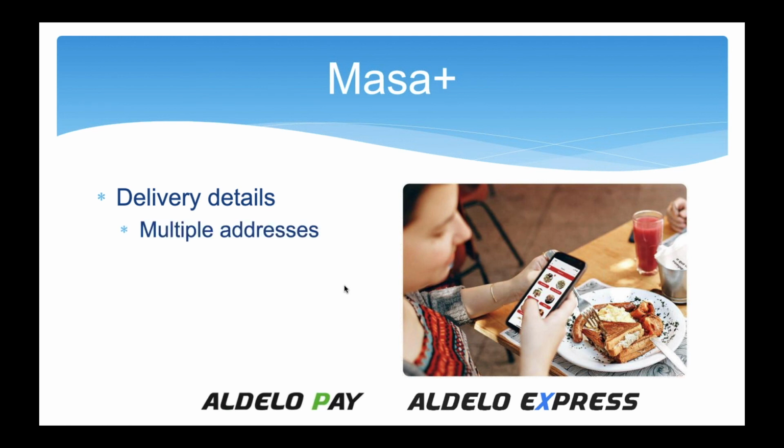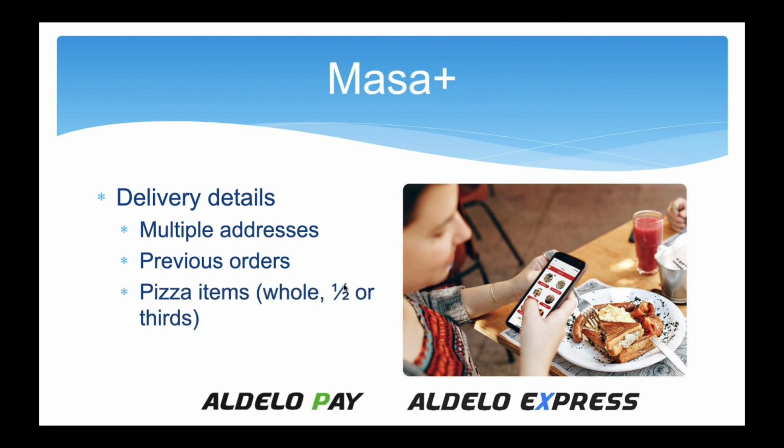For delivery, we do have multiple addresses. So you can have a work address, a home address, your kid's address, all under your profile. It does recall previous orders and allows you to then reorder the same thing. Pizzas are still handled the same as the point of sale with whole, half, or thirds, double, single, or triple quantity of modifiers, and then delivery notes, like which door to bring it to, what's the gate code, those type of things.